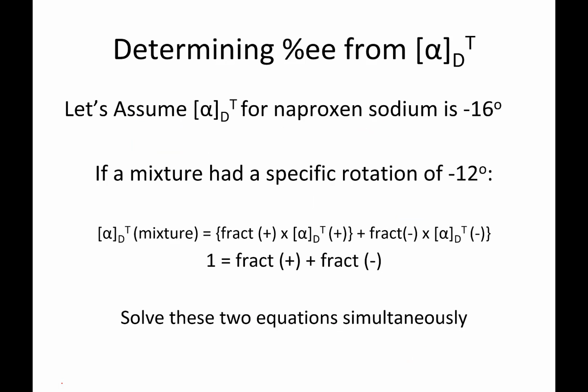So let's say, for instance, that the specific rotation for naproxen sodium is minus 16. That's somewhere in between their minus 15 and minus 17. And if you had a mixture that had a specific rotation of minus 12, what is the overall enantiomeric excess of the molecule? Now, the first question is, what's the major component? Is the major component the plus enantiomer, or is it the minus enantiomer?